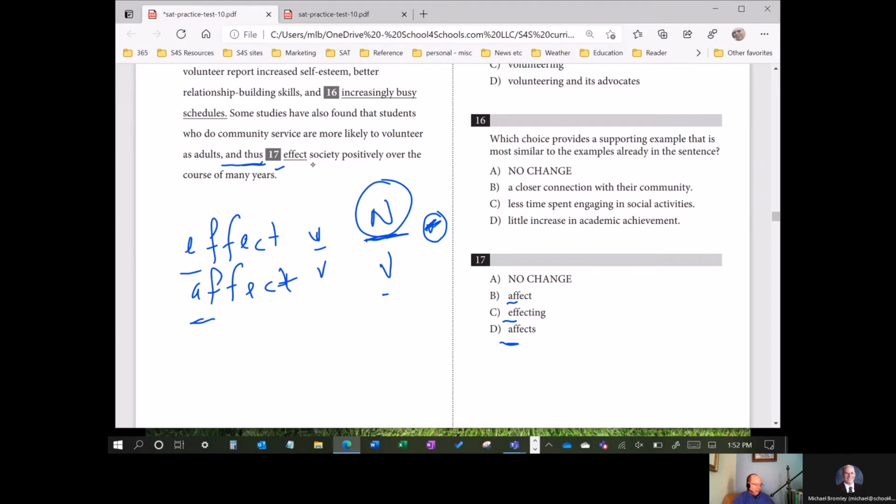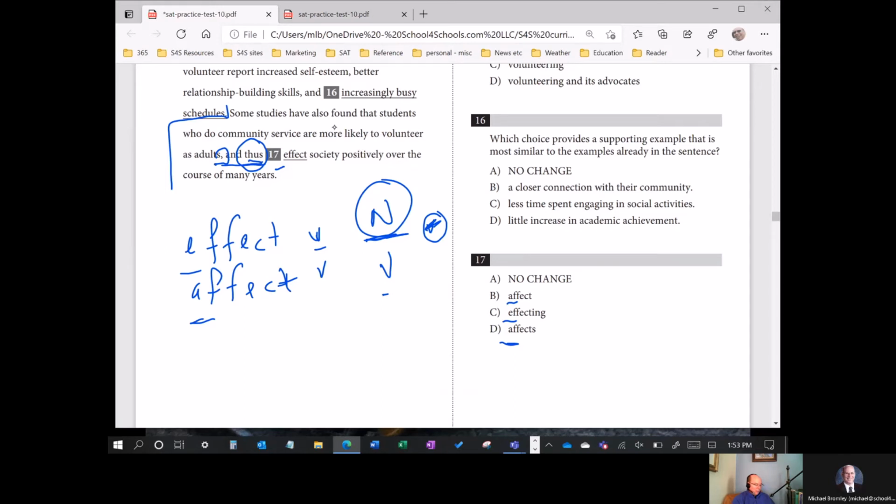Let's tear the sentence apart. Some studies have also found that students who do community service are more likely to volunteer as adults, and thus, that word thus is operating as a conjunction, sort of. Thus is an interesting word, but for our purposes, what is it doing? It's basically conjoining these two. That's why we have a comma here.